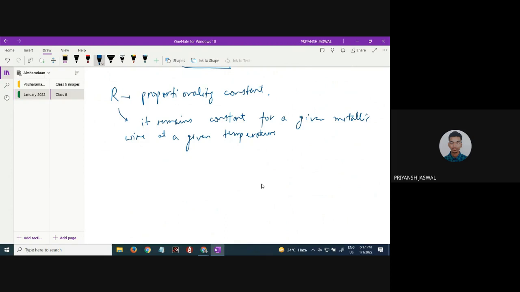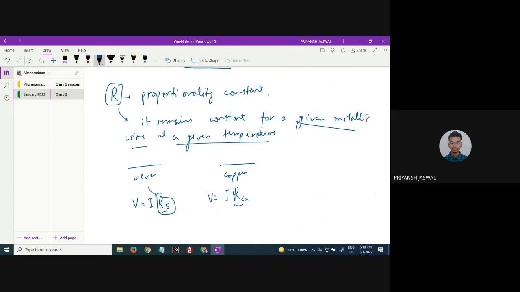So now this proportionality constant remains constant for a given metallic wire at a given temperature. Suppose we change the material of the wire. We have two wires, a silver wire and a copper wire. If we apply Ohm's law, there is one proportionality constant for one and another proportionality constant for the other. So for silver this value will be different, for copper this value will be different. So this R remains constant only for a given piece of material.